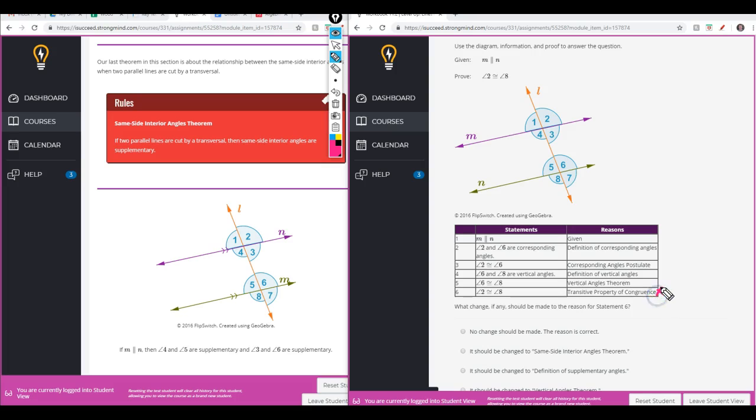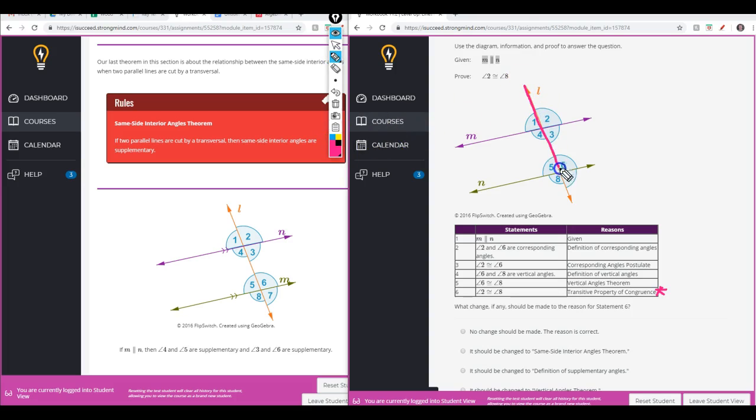So we want to see if this transitive property of congruence ought to be changed or not. So let's read through this proof. So we have M is parallel to N, that's given right there. Angle 2 and angle 6 are corresponding angles. Definition of corresponding angles. What does corresponding angles mean?